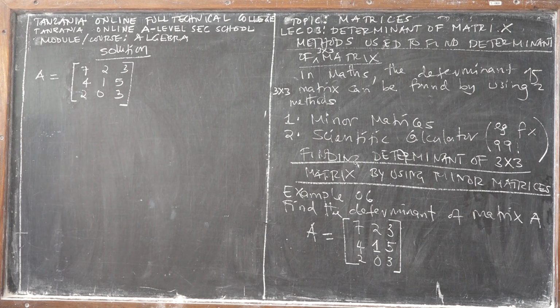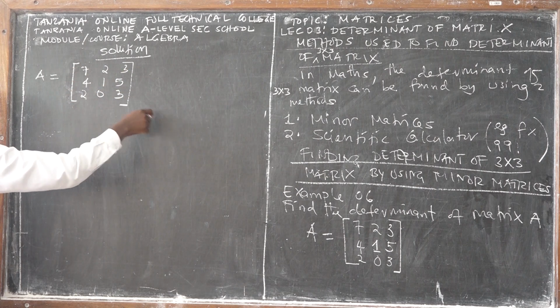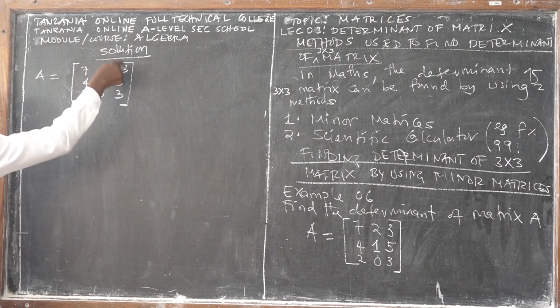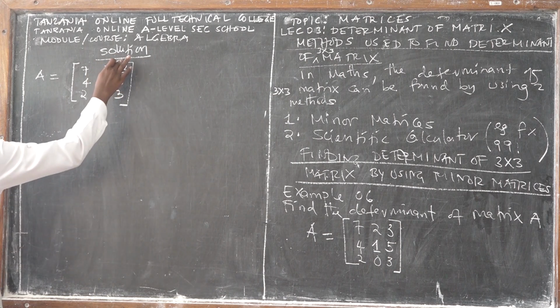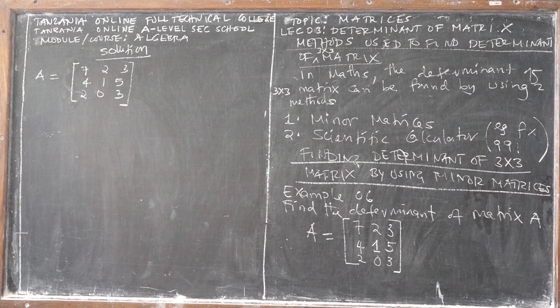Okay? So this is 3. We have 3 rows: first row, second row, third row. First column, second column, third column, right? Then next, listen. Because our intention is to find the determinant, not the inverse, you only have to introduce 3 signs in the first row. What are those signs?